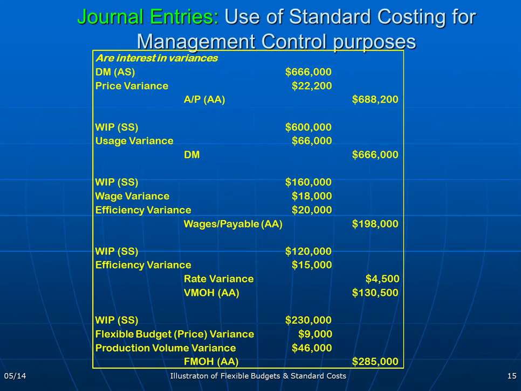So when we were done, if we looked at a T account for work in process for the 10,000 units that we produced, what would we have? We would have $600,000 of direct material cost, $160,000 of direct labor cost, $120,000 of variable manufacturing overhead cost, and $230,000 of fixed manufacturing overhead cost for a total of $1,110,000.